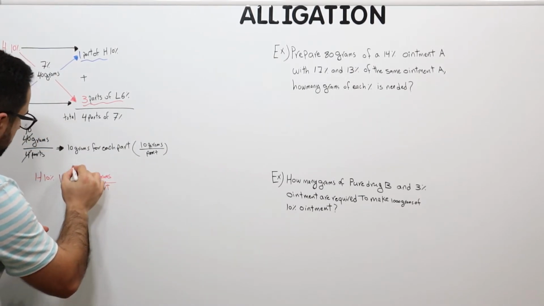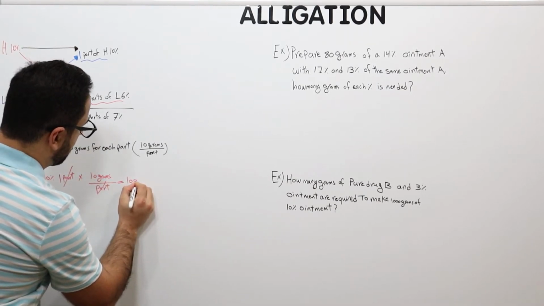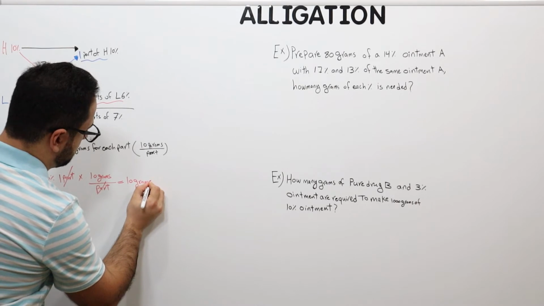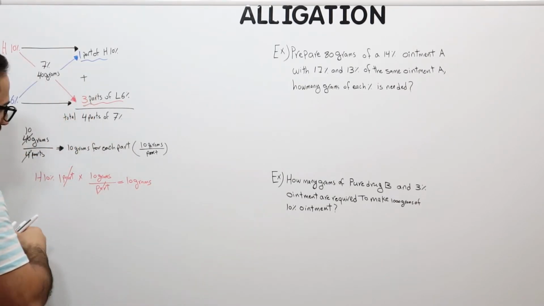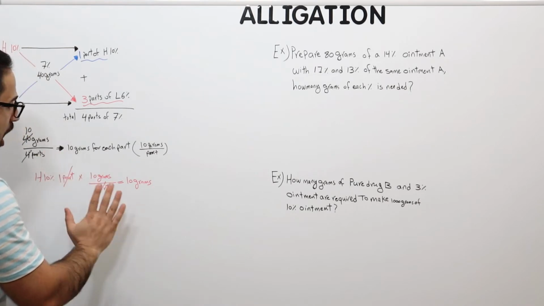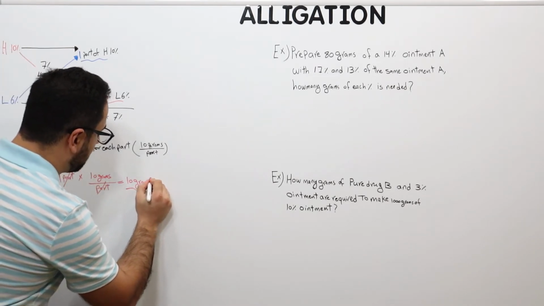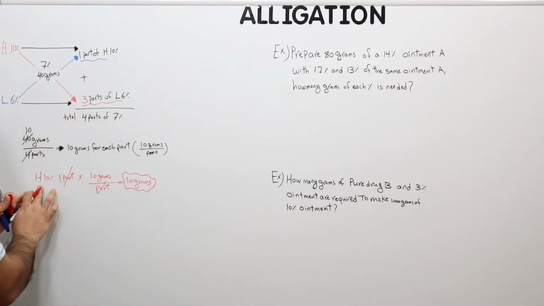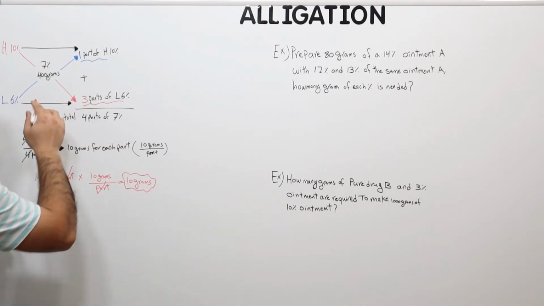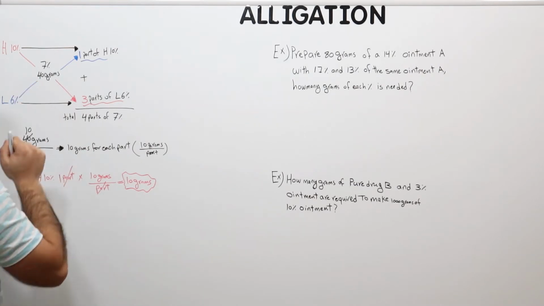So part cancels with part, so 1 times 10, basically 10 grams. So here we have 10 grams, and this is basically how many grams I need from the higher concentration to make up the 40 grams for the 7% concentration.